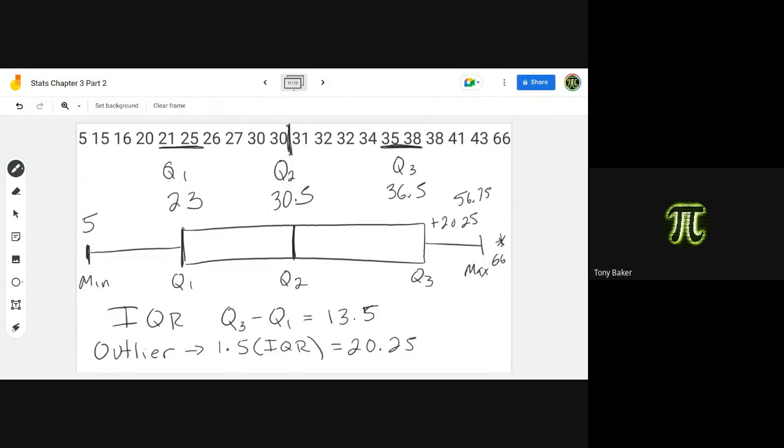So the maximum is going to be the highest that we could go, which in this case is 56.75. Even though it's not one of my numbers, that's fine. And then I have an outlier at 66.